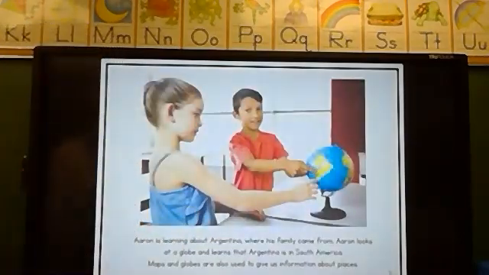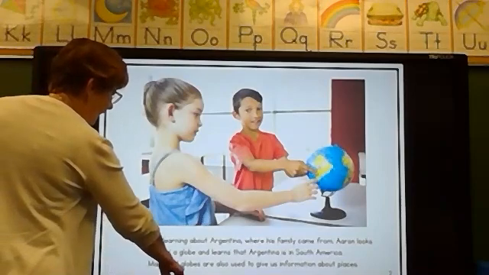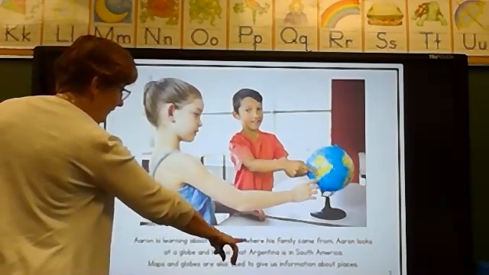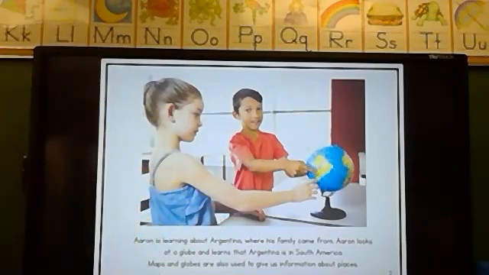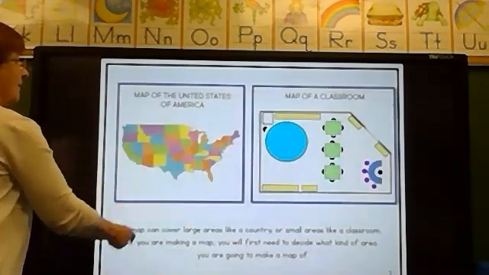Good job. Okay. Aaron is learning about Argentina, where his family came from. Aaron looks at a globe and learns that Argentina is in South America. Maps and globes are also used to give us information about places. So maps help us to get from place to place, and maps and globes are used to give us information about places. Read that sentence with me, please. Maps and globes are also used to give us information about places. Okay, two important facts about maps.